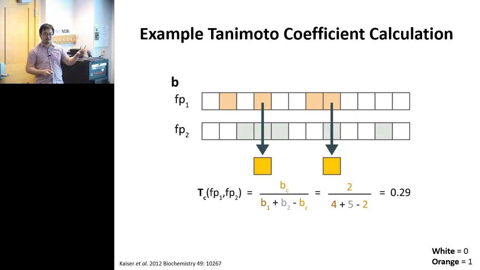This is on a scale of 0 to 1. So 0.29, you can think of it as 29% similar, pretty much, okay?